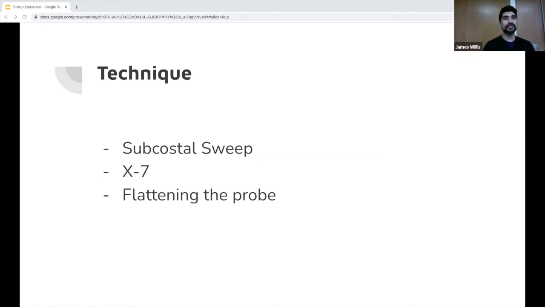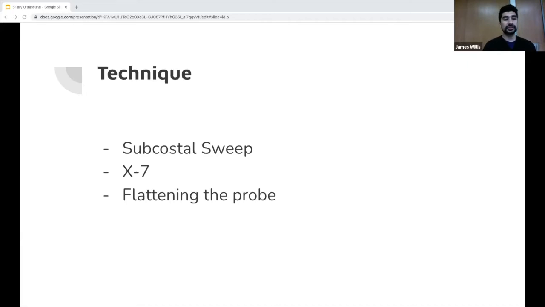Another one is the X-7. Basically, you find the xiphoid process, go 7 centimeters to the right and identify it that way, and then move around appropriately. The last one, they call it flattening the probe, but basically you go again underneath the subcostal margin and fan through from top to bottom until you get the gallbladder in place.